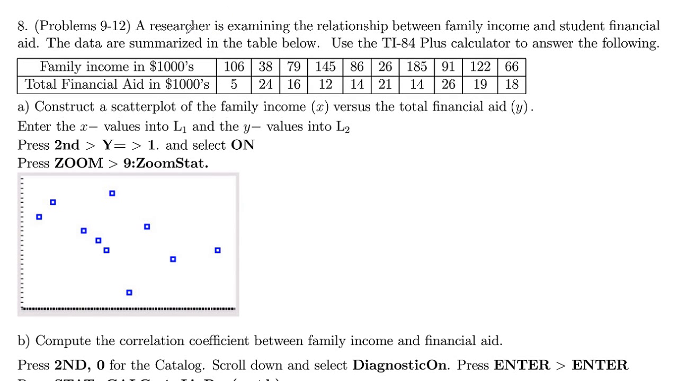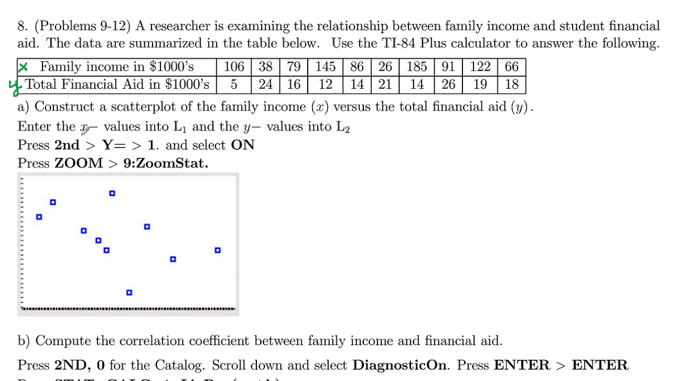In this problem, we have a researcher who is examining the relationship between family income and student financial aid. We got some data here in a table, and we want to use the TI-84 Plus calculator to construct a scatter plot of family income, which is our X, versus total financial aid, which is our Y. So our X is family income here, and Y is financial aid.